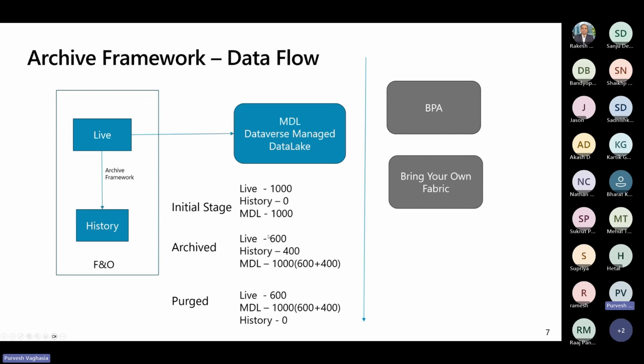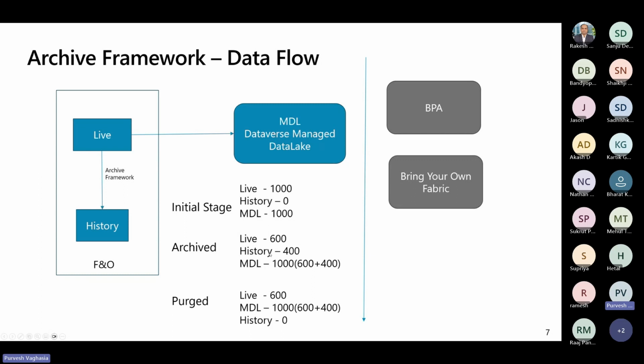This is similar to what I talked about, but I will take an example with numbers, because a pictorial representation will always help to understand more than when we just speak. Initially, let's say I have 1,000 records in my live table. Since it is the initial stage, I don't have any data in the history table. The initial sync has been performed as soon as I configured my data archive scenario in my environment, and the 1,000 records have already been copied into the managed data lake.